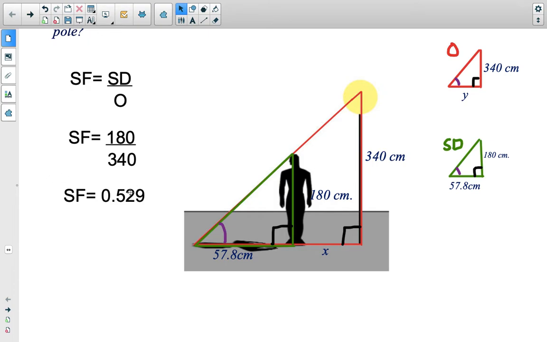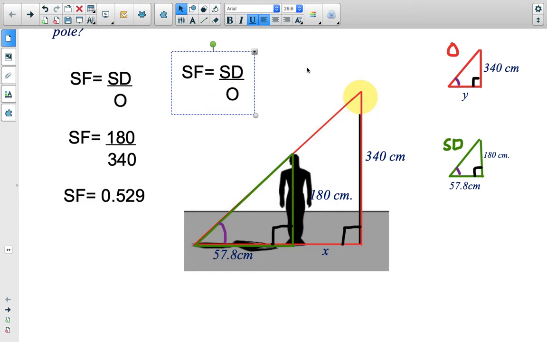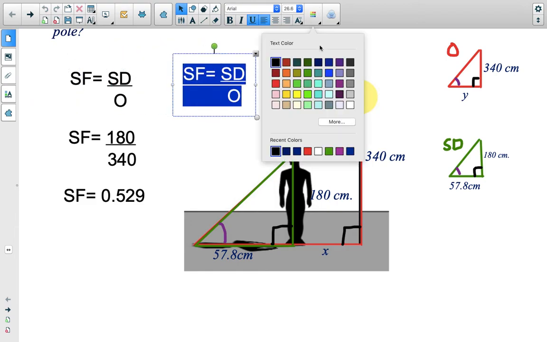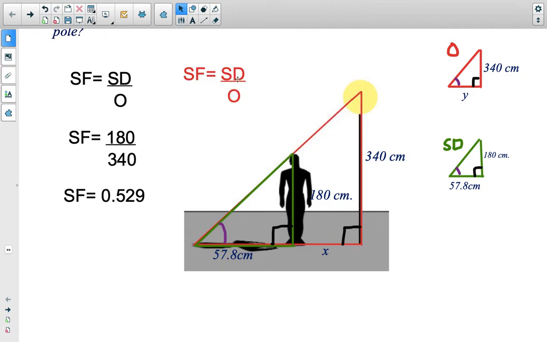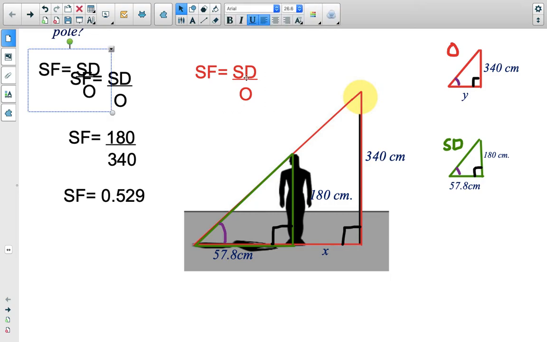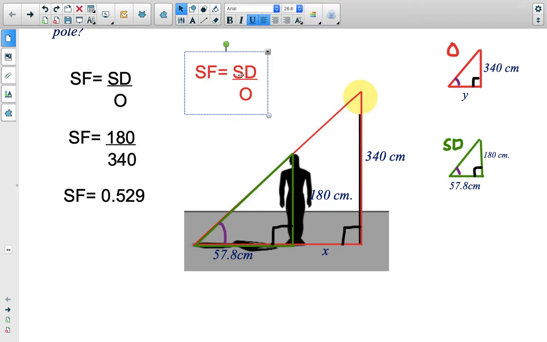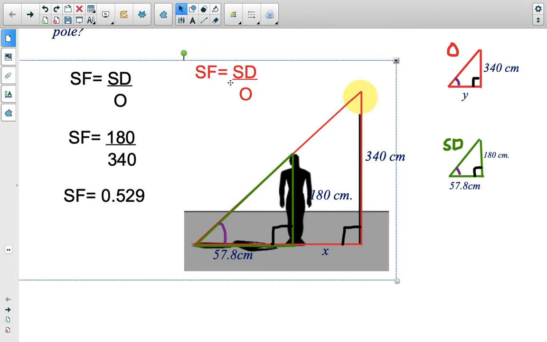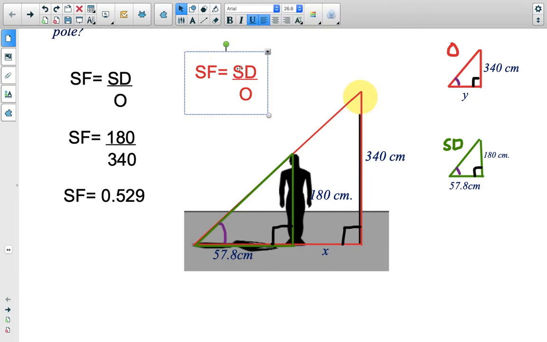Okay, so now that I have my scale factor, I can now find y. Because they're similar, their scale factors are going to be the same. So I'm going to use this formula again, but this time, just change the color of it so we understand that this is a different section. This time we're going to plug in the information for the y and the 57.8. So I know what my scale factor is.